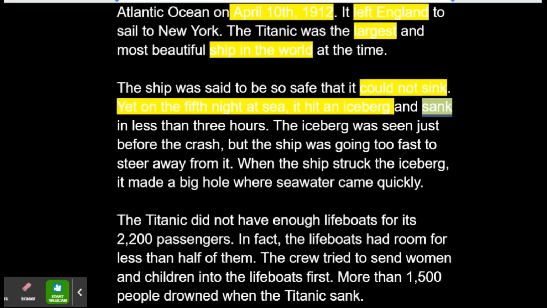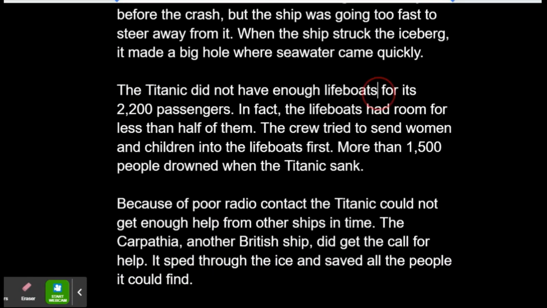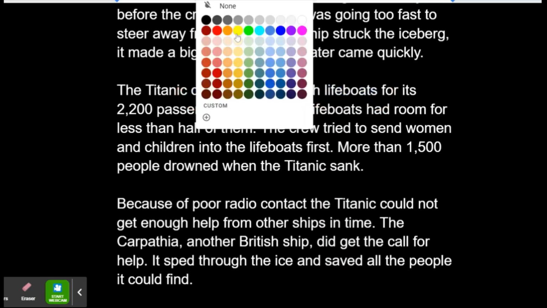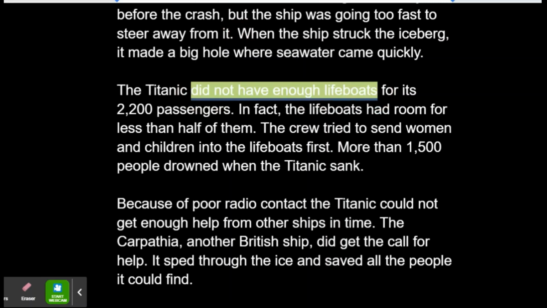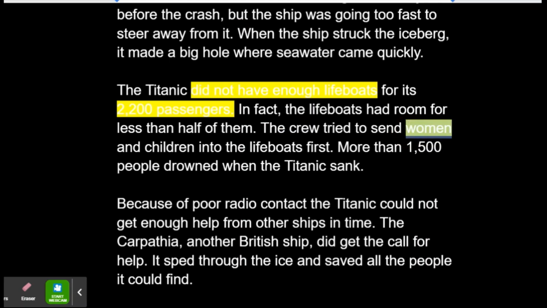And then I'm going to move on to the next paragraph and I'm going to think about what's important there. It was important that it didn't have enough lifeboats. So I'm going to highlight the section, it didn't have enough lifeboats. And what about how many passengers there were? That number might be important. So let's highlight that. Then I'm thinking about at the time, the women and children were the important people to get off the Titanic. So I'm going to highlight that section, women and children, and use the word first because that tells me what's happening in order.